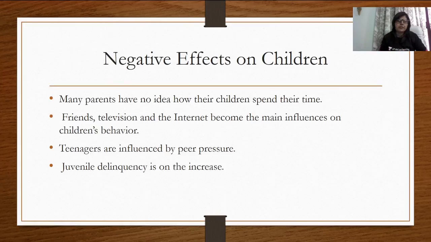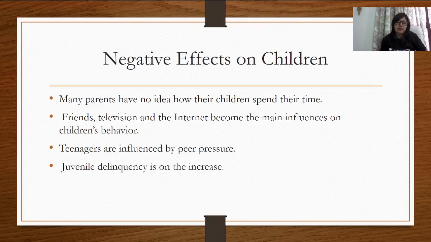Negative effects on children. Many parents have no idea how their children spend their time. Right? It is really very important for parents to take care of the things about their children, especially what they watch and with whom they spend time. Right? This is because the growing period is very crucial. If parents do not provide proper care to their children, then their wards or their children may fall prey to some bad companies. Friends, television, and the internet become the main influences on children's behavior.